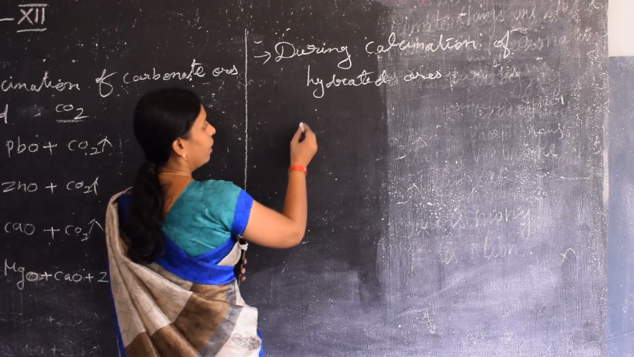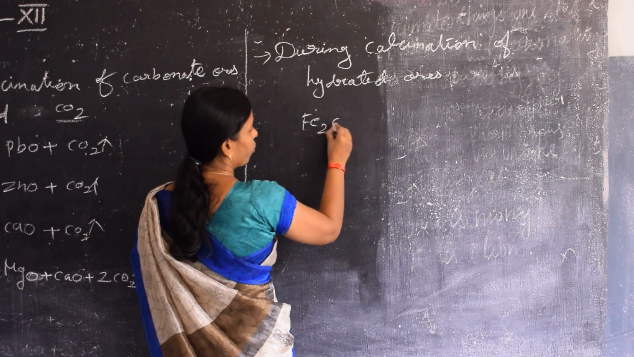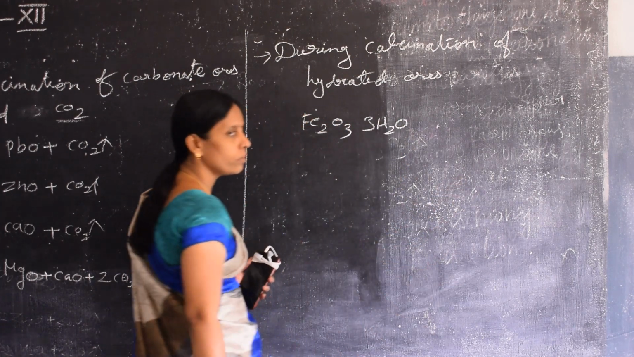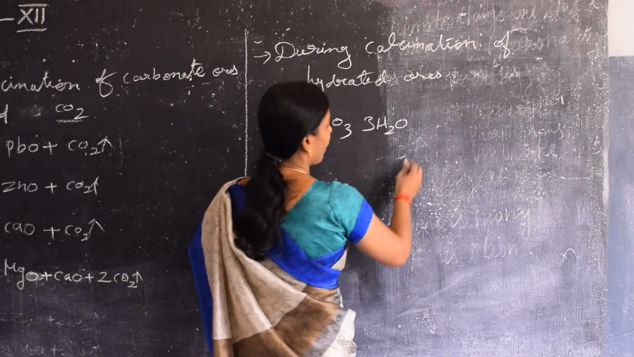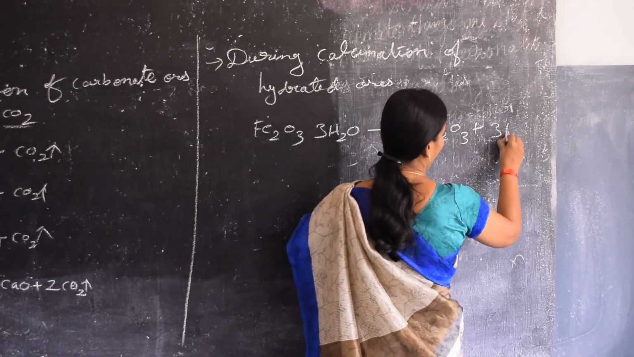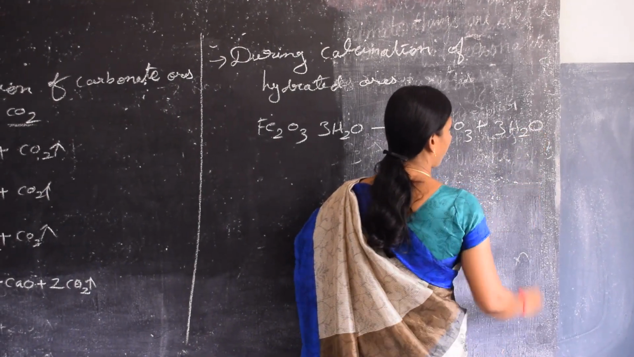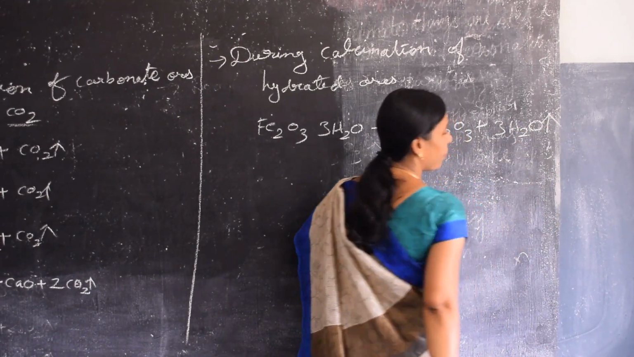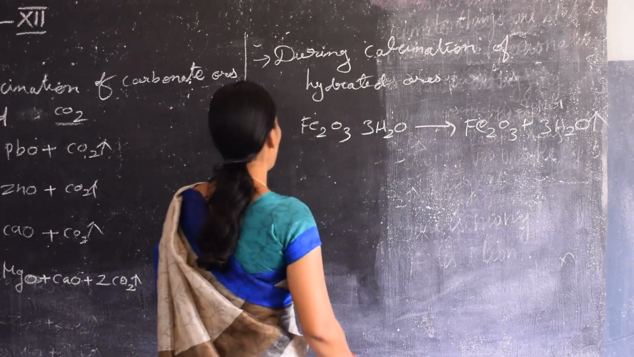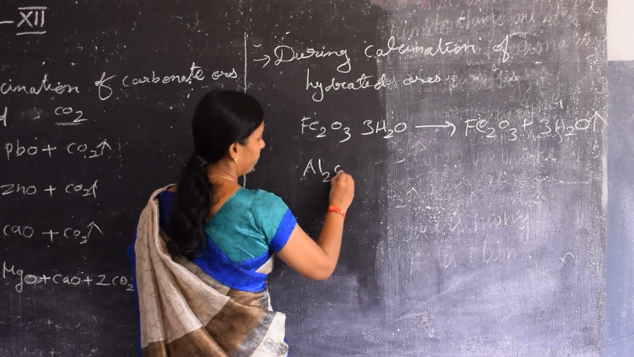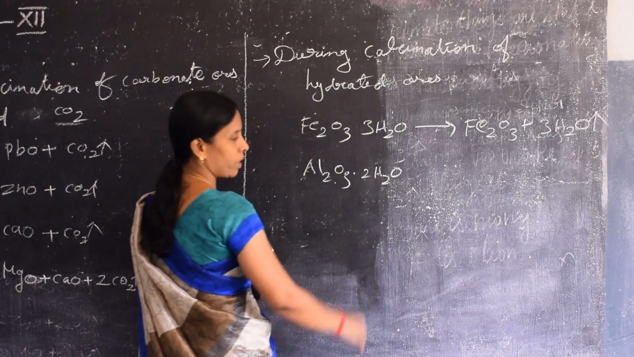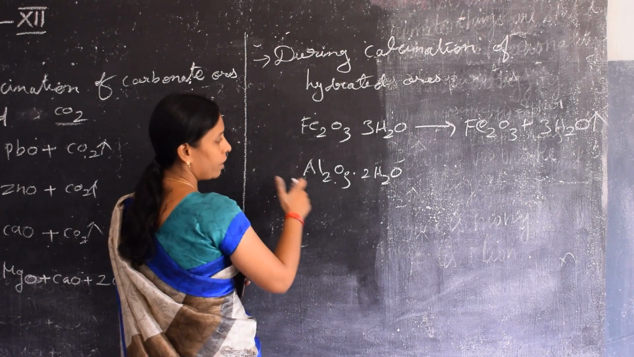For example, Fe2O3 3H2O. Okay, Fe2O3 3H2O, Fe2O3 plus 3H2O. Water molecules escape out as a vapor. It is not liquid, vapor வெளியில போகுது as a vapor. And then Al2O3 2H2O. This is a bauxite. Yeah, this is limonite, this is bauxite.